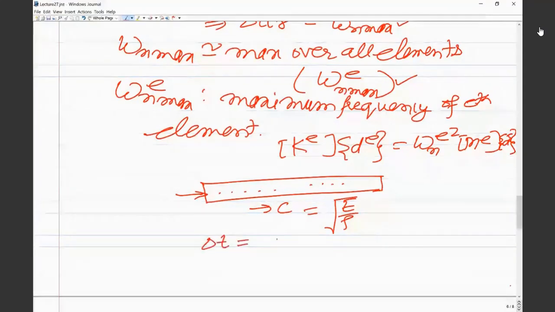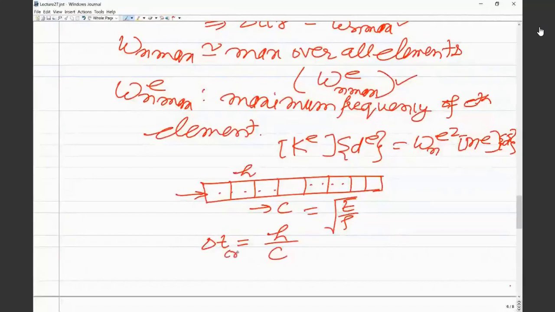So you choose it based on the fact that you have now discretized into a number of elements. Let us say the smallest element edge length is h. In that case, you take h upon c as the delta T. No, rather delta T, not the critical actually. Delta T you take as h upon c for wave propagation problems.